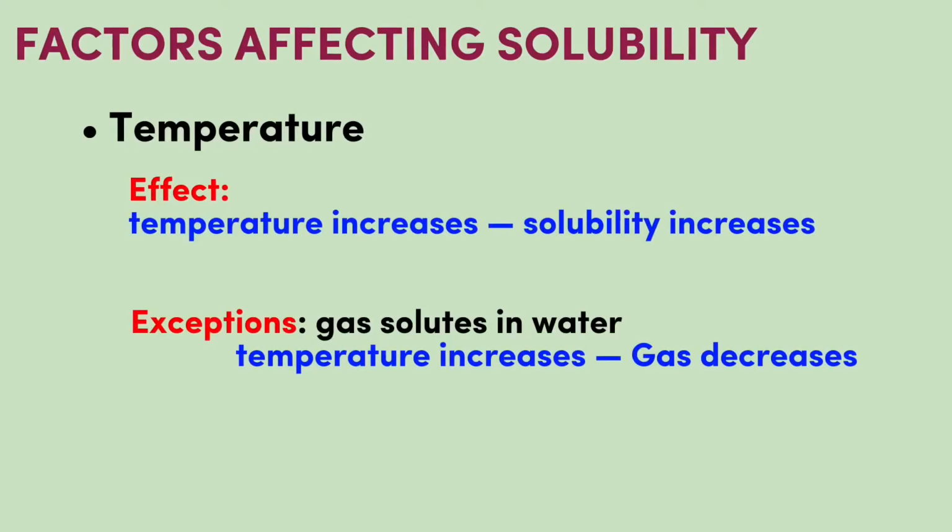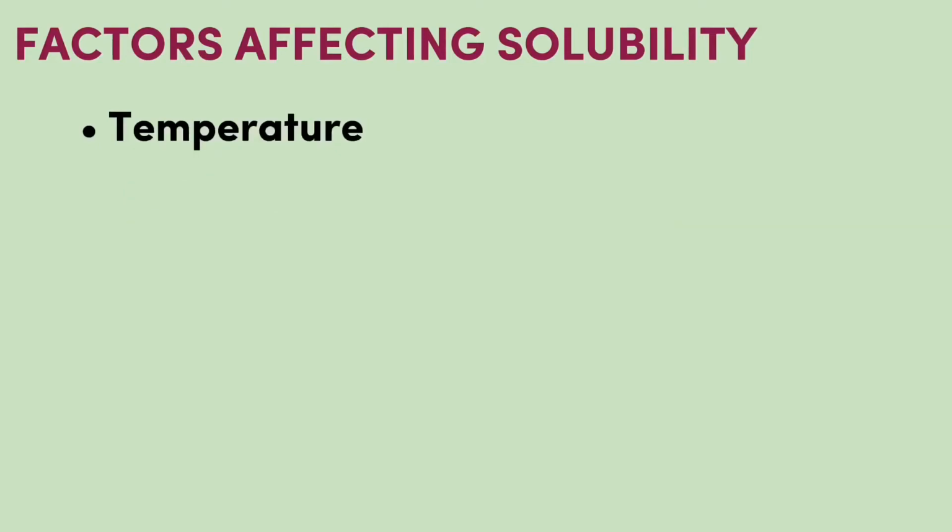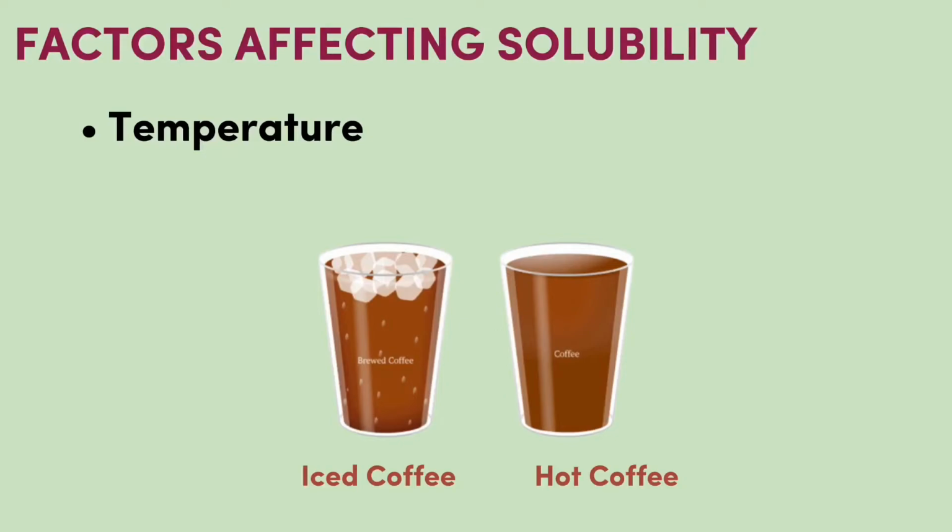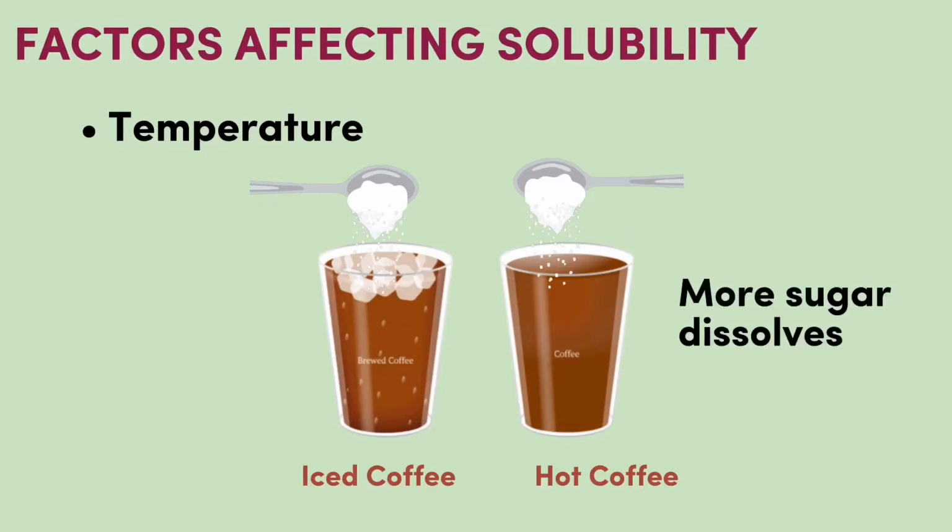When the temperature increases, the solubility also increases. In exceptions, as the temperature increases, the solubility of gas decreases. So, how does solubility happen with temperature? For example, there is an iced coffee and a hot coffee. In hot coffee, a lot of sugar can dissolve, while in iced coffee, less solid particles can be dissolved. Even if you stir it, at a certain point you can't dissolve the sugar. It just goes to the bottom of the glass and cannot be dissolved.